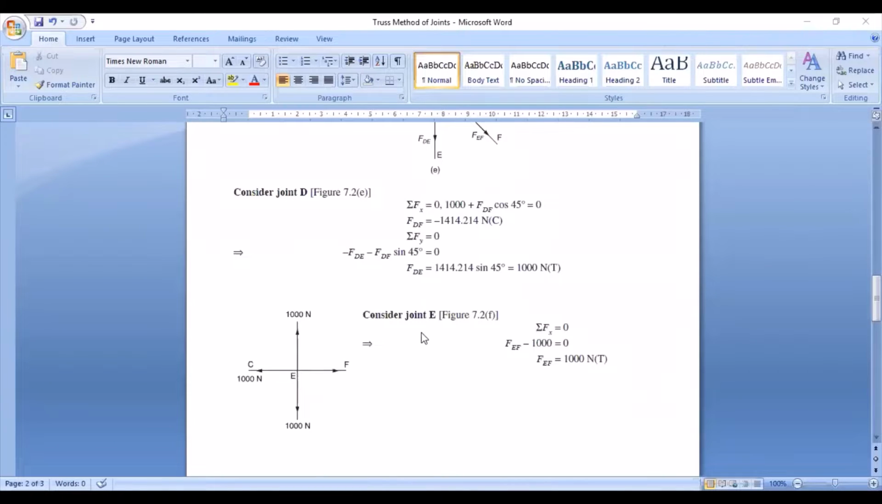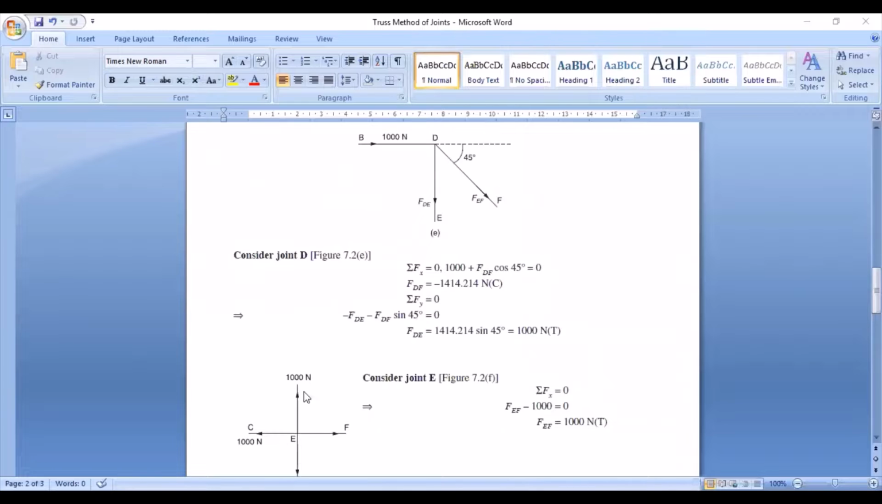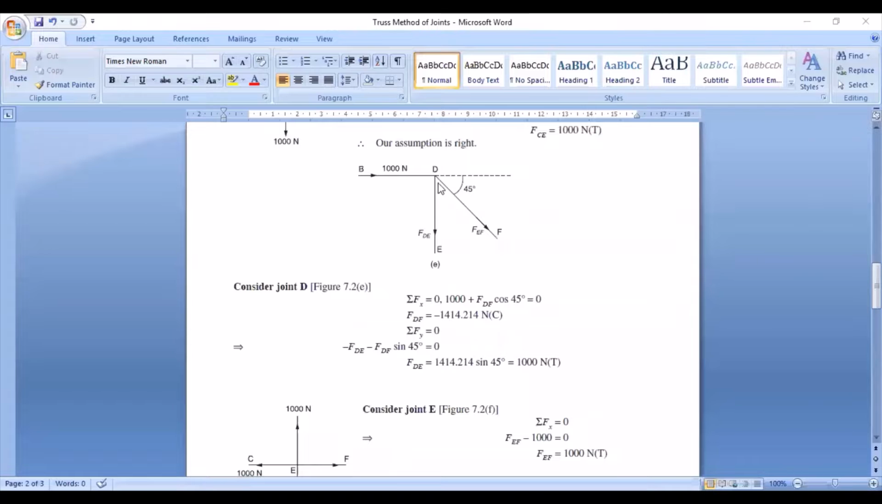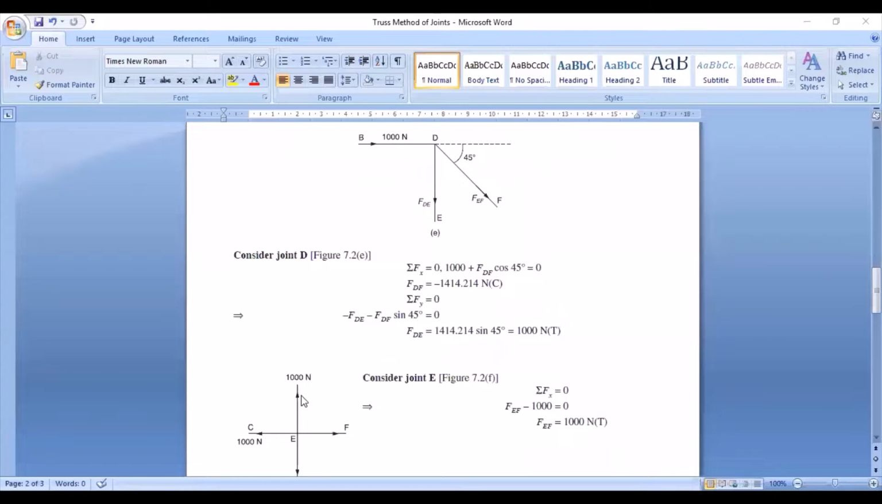Let us consider joint E. Now, when you consider this joint E, there is ED, EC, EF, and this 1000 Newton. This 1000 Newton is kept as it is. Next, you have E to D. You have already calculated DE here, and in this case, the arrow is away from D. Hence, it will be away from E as well. Therefore, it is taken away from E.